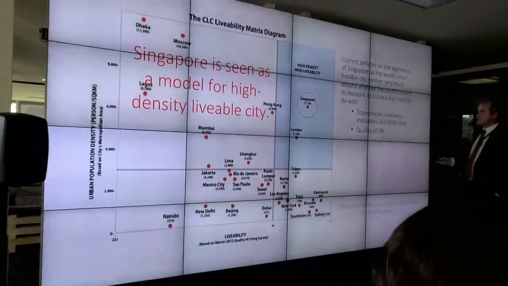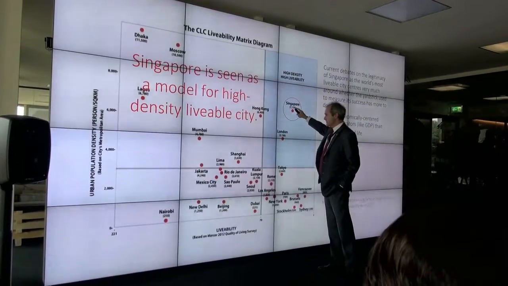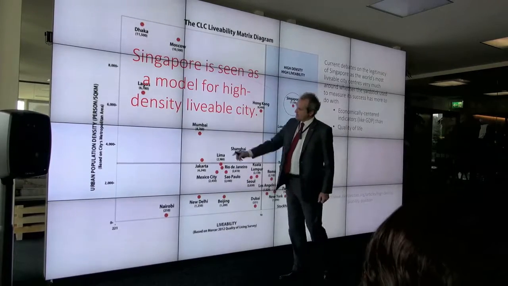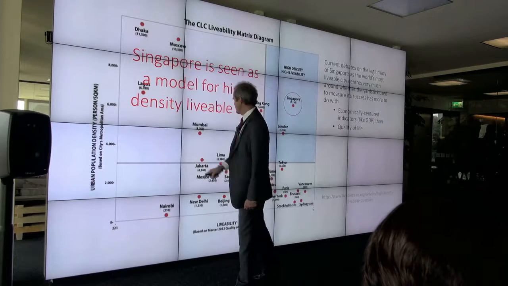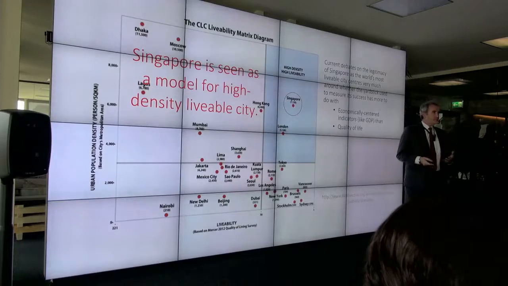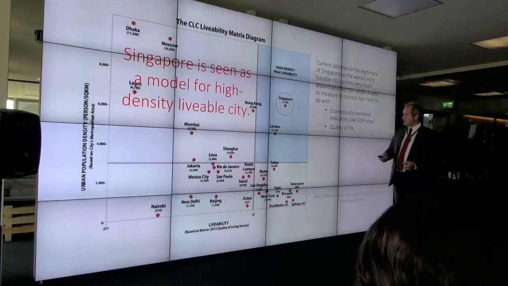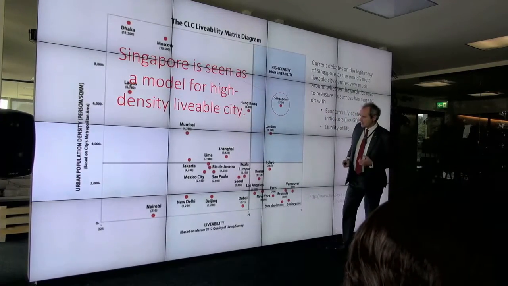Right. And then here you have the livability matrix, and you can see where Singapore is seen as a model for a high-density livable city. You see the other cities here, going from Nairobi. On this axis you have the urban population density, and on this axis the livability as measured by the Mercer livability index. And here you have Singapore, London, Tokyo, Vancouver, and so on.